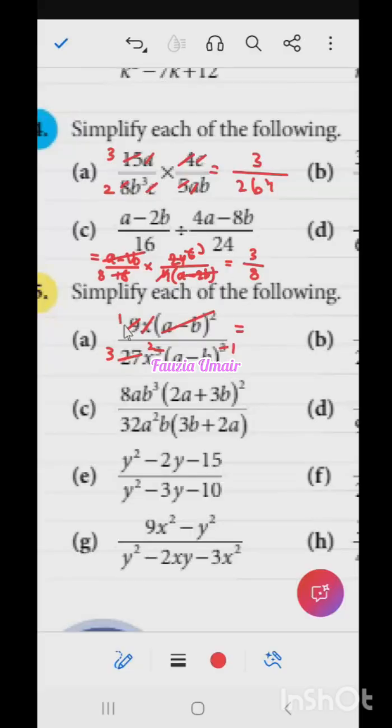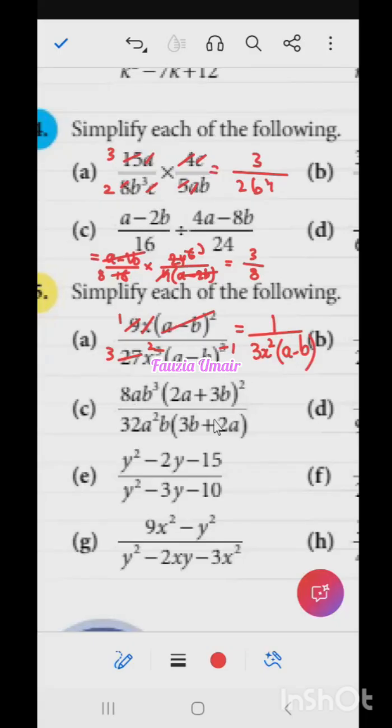So what will be in the numerator? In the numerator you can see everything is cancelled. So there is just 1 left in the numerator, by 3 a minus b. With the 3 there is this x square also, 3x square into a minus b. Okay, that is your answer. So this is how you need to simplify algebraic fractions.